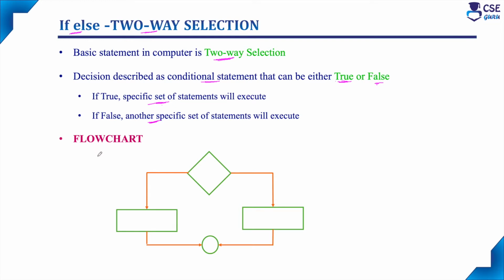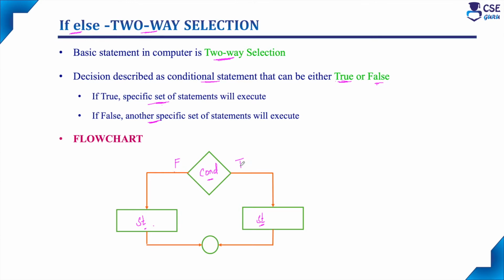The general flowchart for the two-way selection statement is: here the condition will be specified and evaluated. If the condition is true, this specific set of statements will execute. If the condition is false, another specific set of statements will execute. Keep in mind, at a time both the statements won't execute. Only one statement will execute at a time. Either it may be true or it may be false.